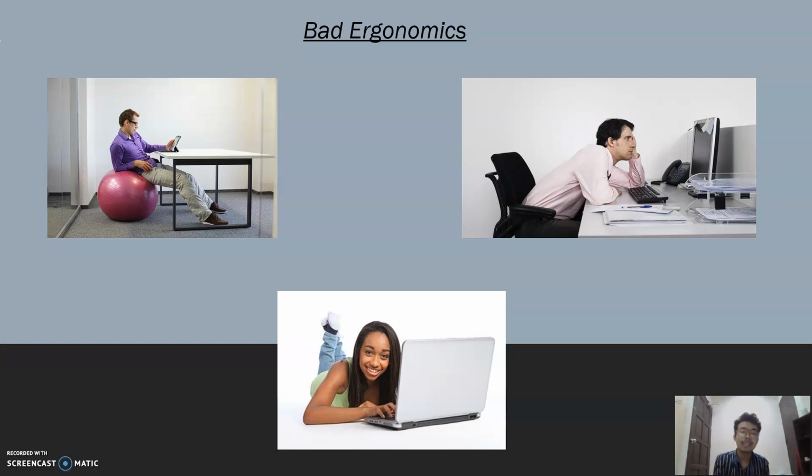On the second picture, we can see a man putting all his weight on the table and retaining his neck in a way that builds up stress. And in the third picture, we can see a girl lying on the ground. It's the same theory as the man on the table, retaining stress on the neck, making the neck much more painful, and resulting also in back pain. This is why bad ergonomics is bad for you.